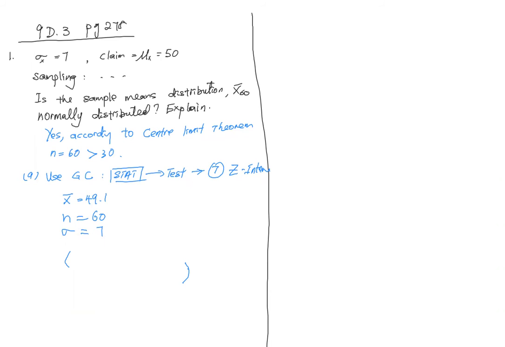49.1, 60. Confidence level is 95. So 0.95. The confidence level, the C level, you must put 0.95. You cannot put in percentage form. Then you go to calculate, then it comes out. Okay.